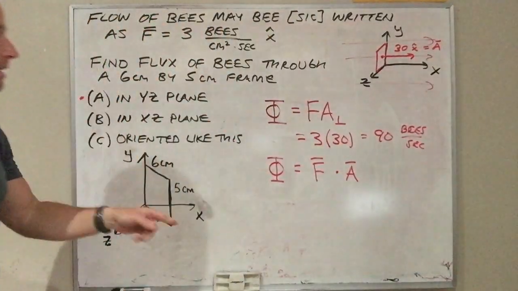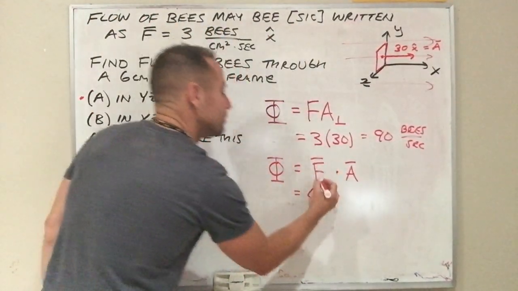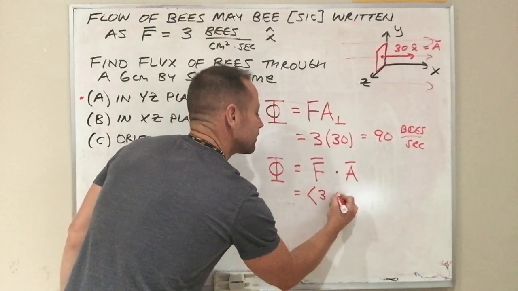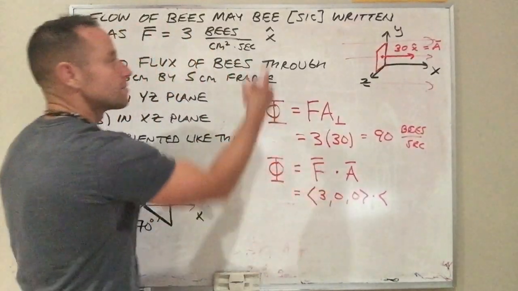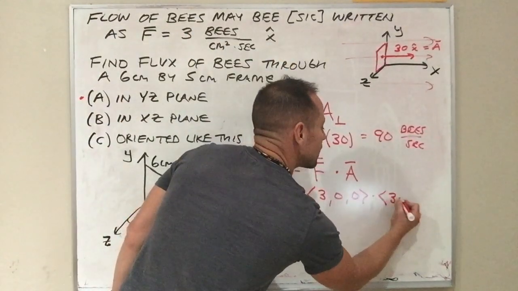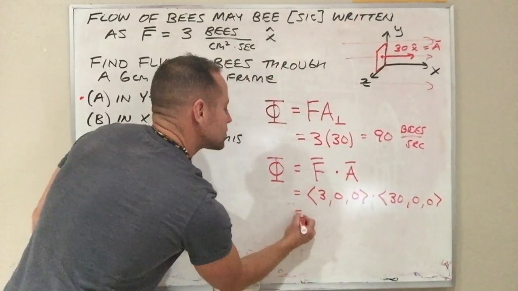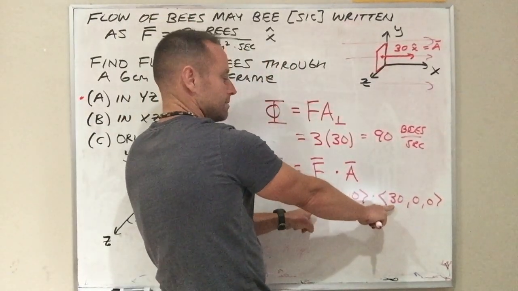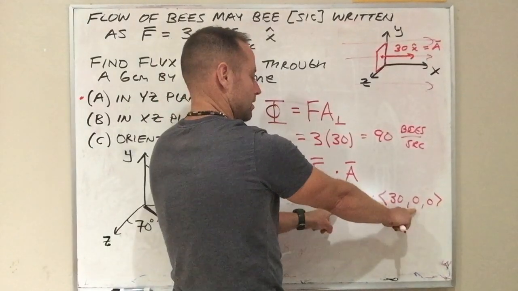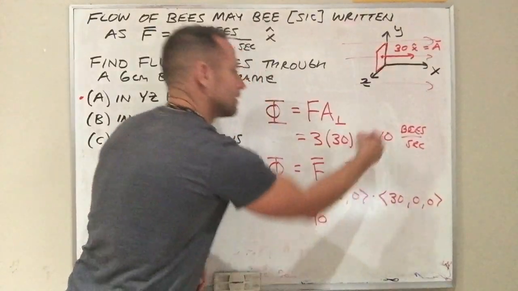And so if we find the flux in this way, what we would do is we'd say, well, the flow of bees is like 3, 0, 0, and that area vector is going to be 30, 0, 0. And so you notice if you then take the dot product, it would be 90, 3 times 30 is 90, plus 0, plus 0. And so then that's again going to be 90 bees per second.